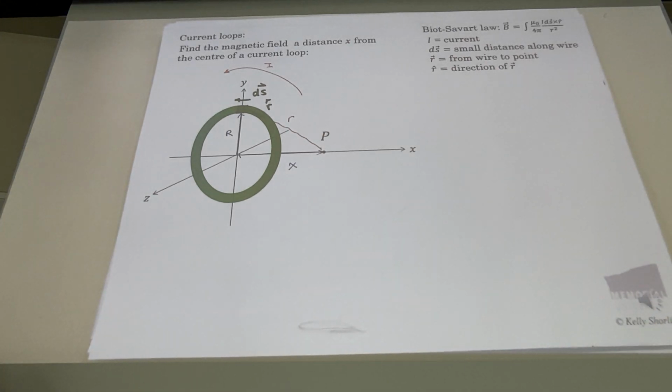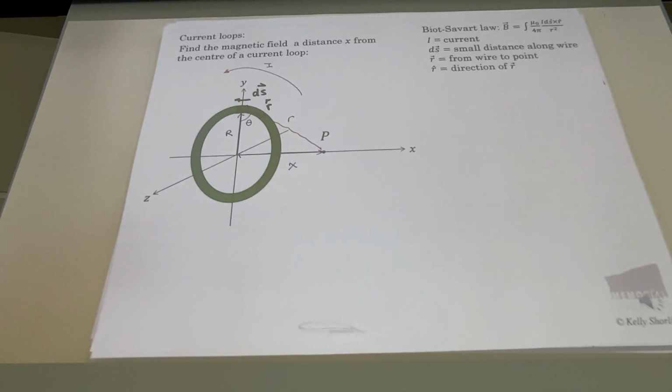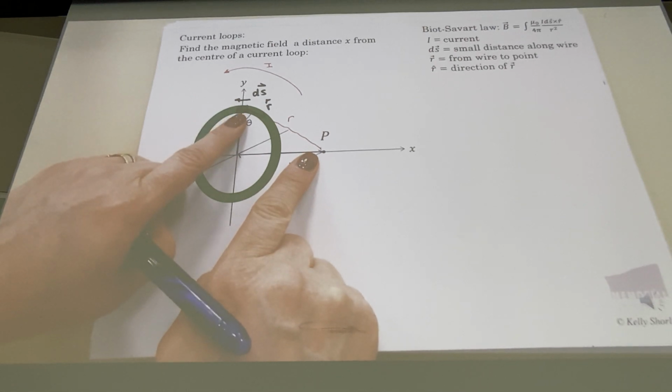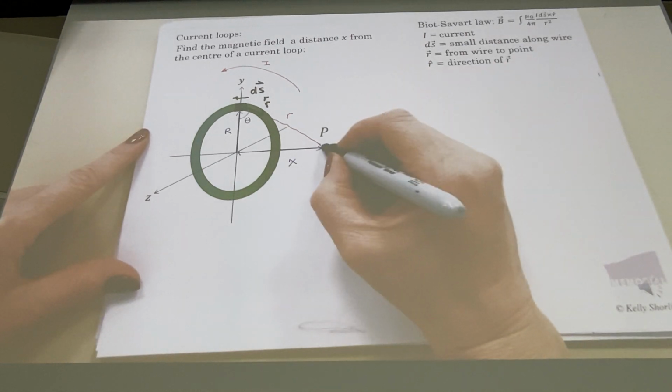So now my diagram is reasonably well labeled. I think the next thing I'll put in is just an angle theta, because we are thinking about components. So there's my angle theta. I know that the magnetic field made by this little chunk of wire up here points up. So my dB points up this way.